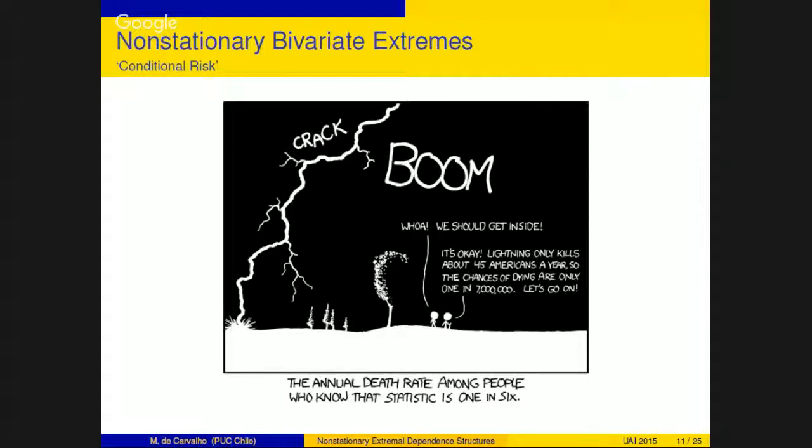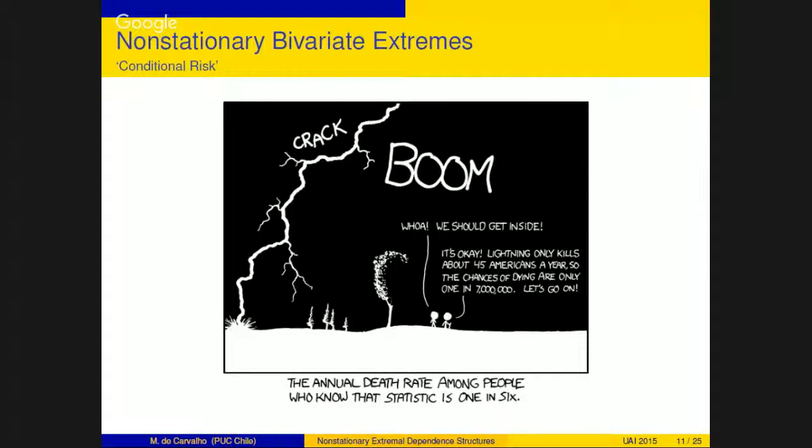Whoa, we should get inside. It's okay. Lightning only kills about 45 Americans a year, so the chances of dying are only 1 in 7 million. Let's go on. However, the annual death rate among people who know that statistic is 1 in 6.